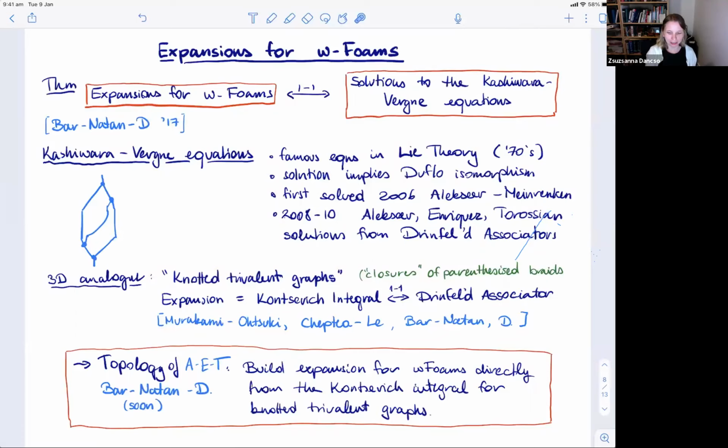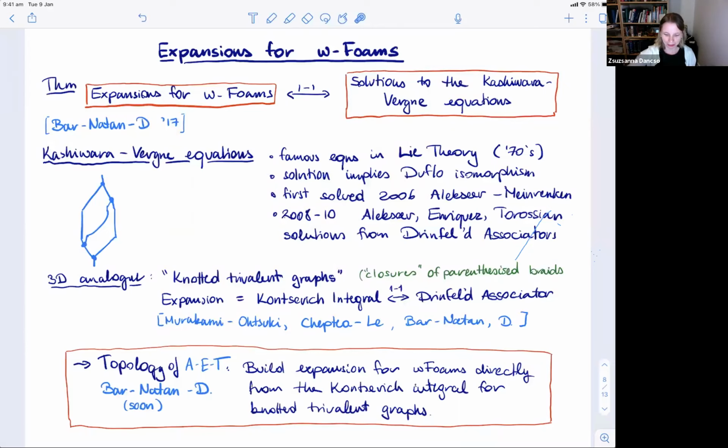And then this construction of solutions to the Kashiwara-Vergne equations from Drinfel'd associators can be imitated in topology by building expansions for W foams directly from the Kashiwara-Vergne integral for knotted trivalent graphs. And that's something that Dror and I are writing up and should be done soon. So this is the picture just for expansions and the Kashiwara-Vergne equations.